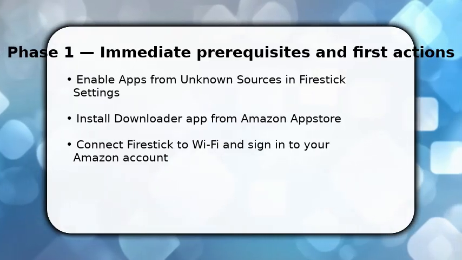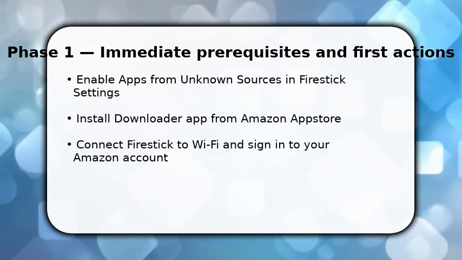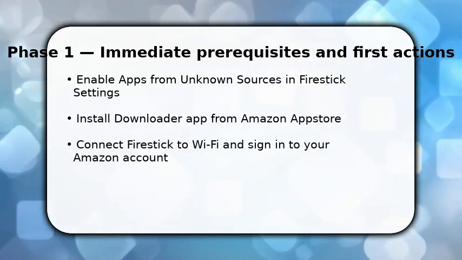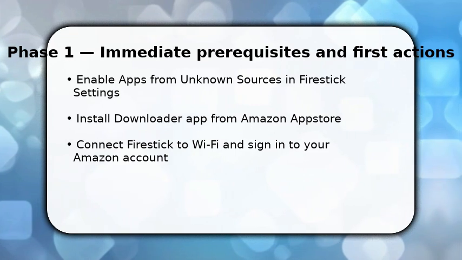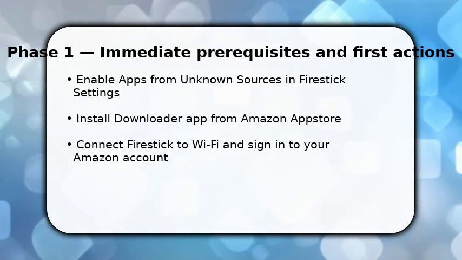Start by enabling apps from unknown sources. This lets you sideload Chrome. Open Settings, go to My Fire TV, Developer Options, and toggle the option on.